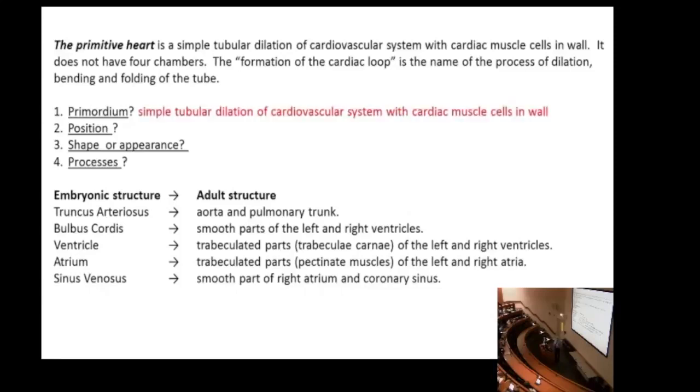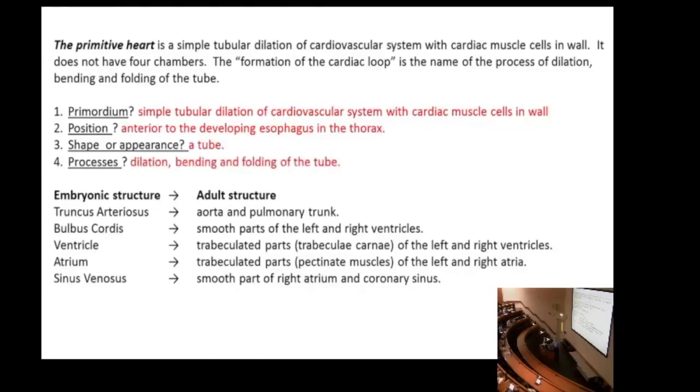Okay, what's the primordium here? We have a simple tube that's dilating. That's going to have cardiac muscles that will develop in the wall. And you get all the cardiac muscle stuff from Dr. Al-Ghul. The position is it's right anterior to the developing esophagus and the thorax, and it's a tube. What does it look like? It's a tube. And we have dilation, bending, folding, rotation, all that stuff occurring, and I'll illustrate that for you.